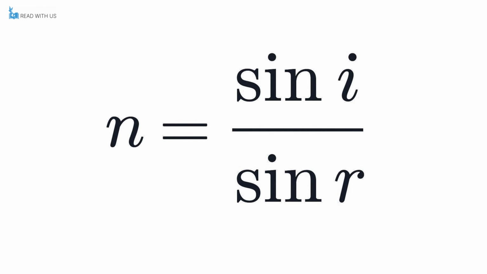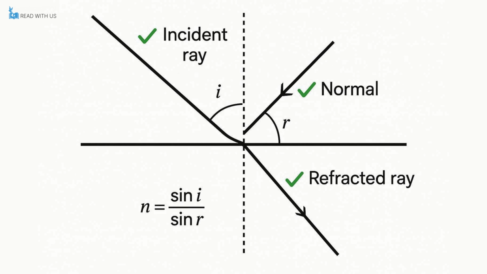Using the angles, we can calculate the refractive index of the glass using the formula: refractive index equals sine of angle of incidence divided by sine of angle of refraction. When plotted on a graph, the relationship between the sines of the angles gives a straight line, which confirms the calculation. This practical shows that different materials bend light by different amounts because each material has its own refractive index.